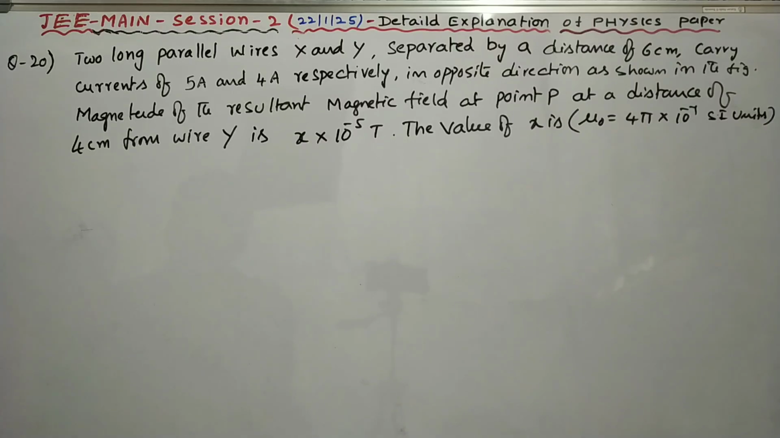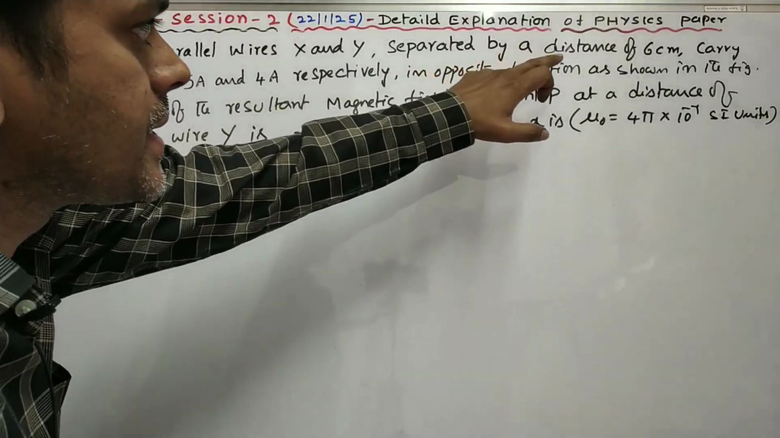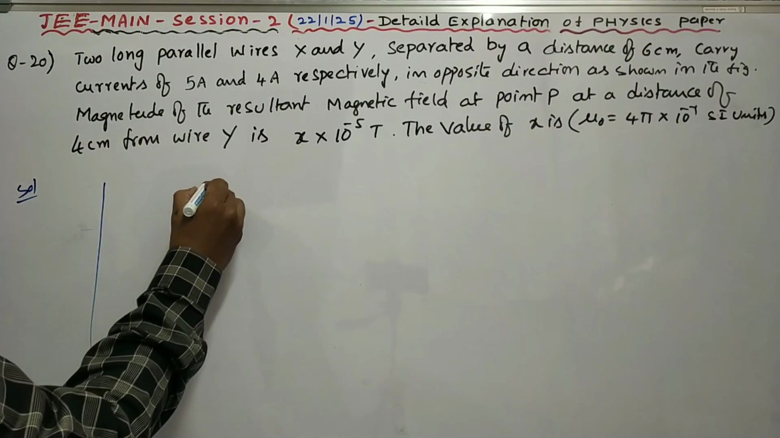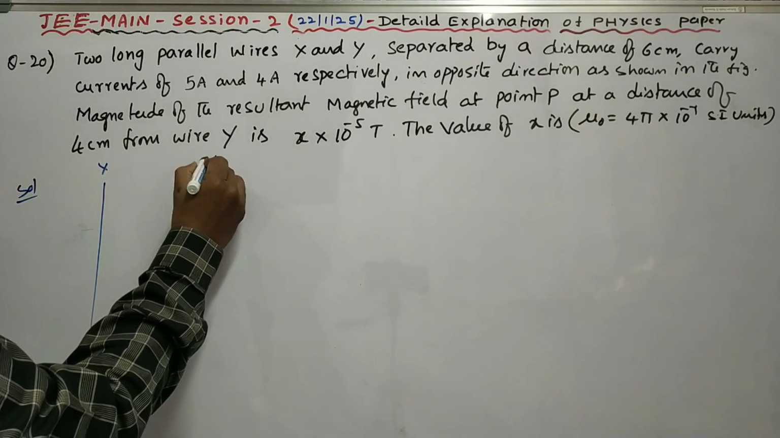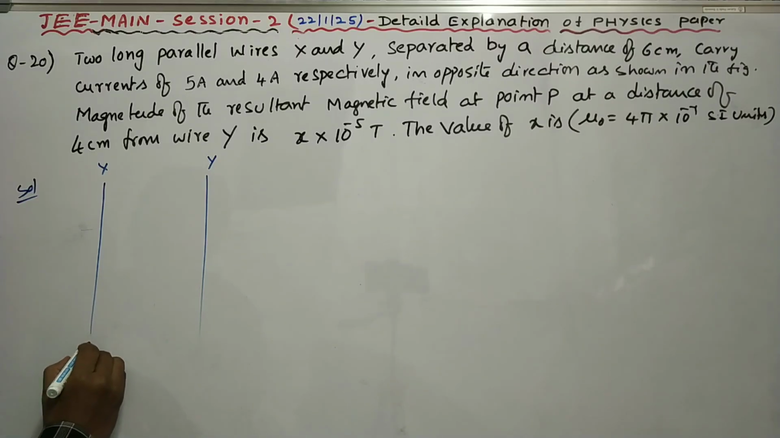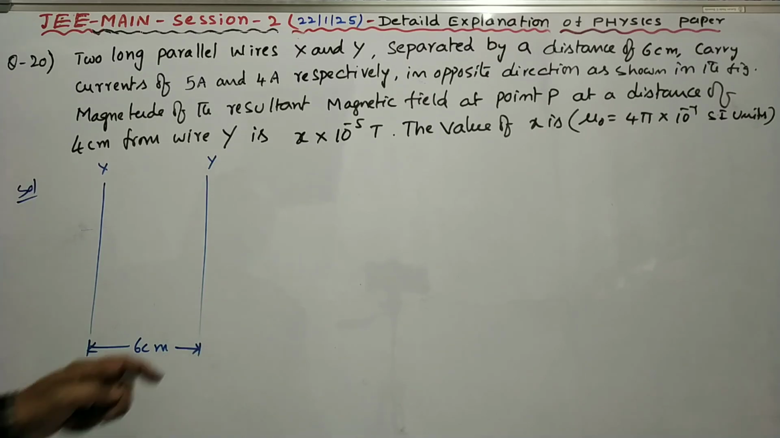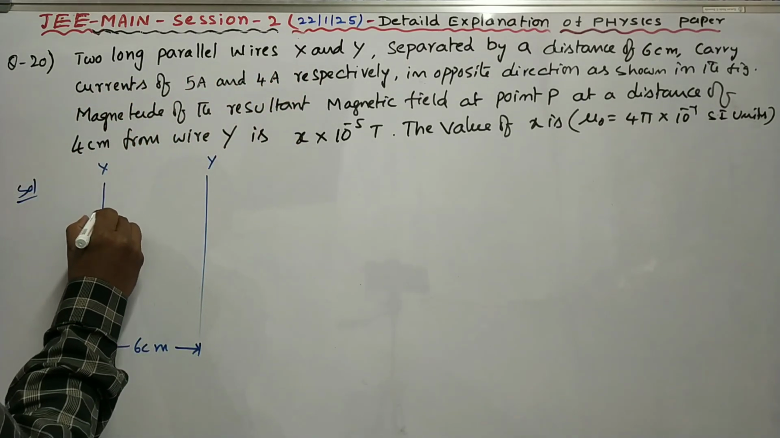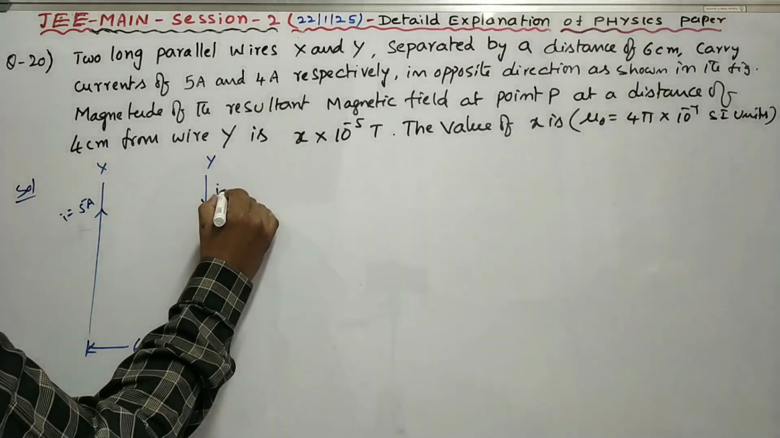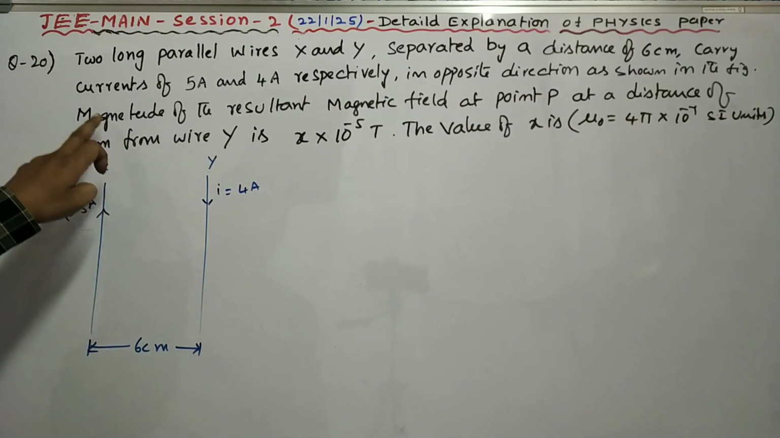Right, the 20th question. Two long parallel wires X and Y separated by a distance of 6 centimeter. To see, there are two wires. This is wire X and this is wire Y, separated by a distance of 6 centimeter. They carry currents of 5 ampere and 4 ampere respectively in opposite directions as shown in the figure, right?